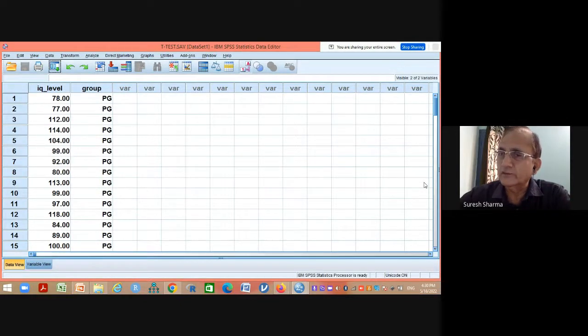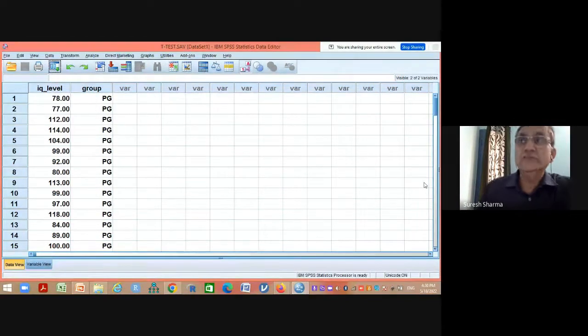Whether the mean IQ levels of both the groups are the same, that is his claim. And if they are the same, obviously he will hire people from the undergraduates. But if there is a difference, then he has to be careful whether the PG group is better or the UG group is better.